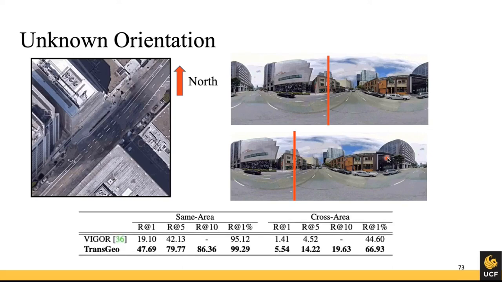And under this unknown orientation, our method is again able to outperform the previous method, which is ours on a bigger data set.